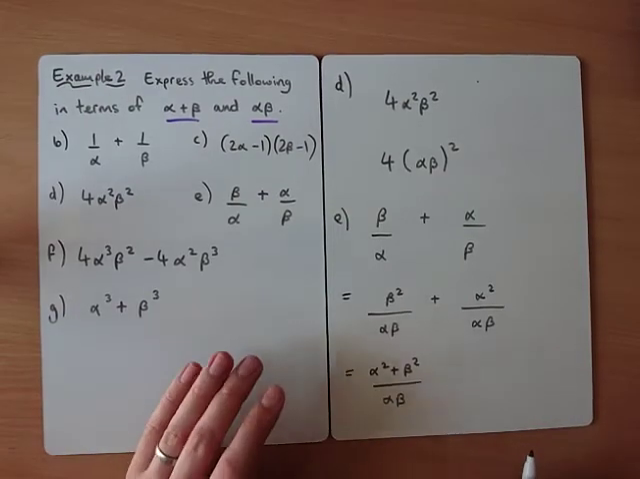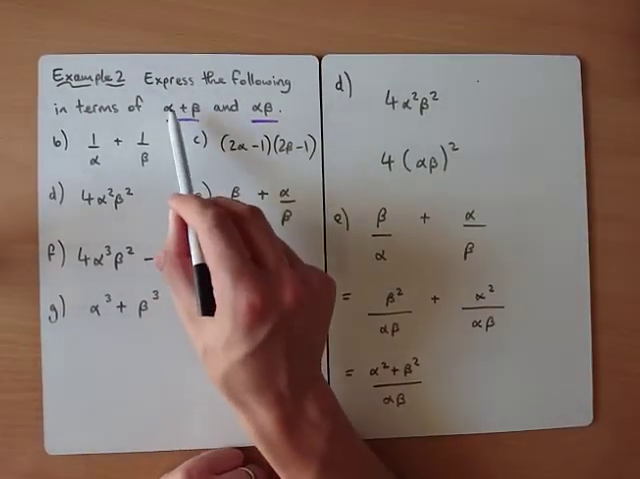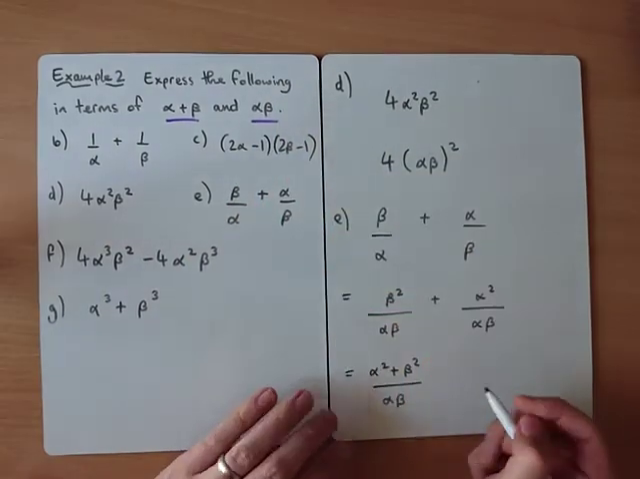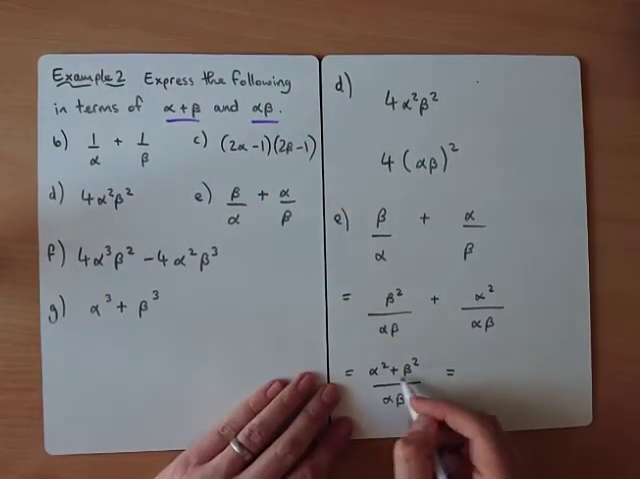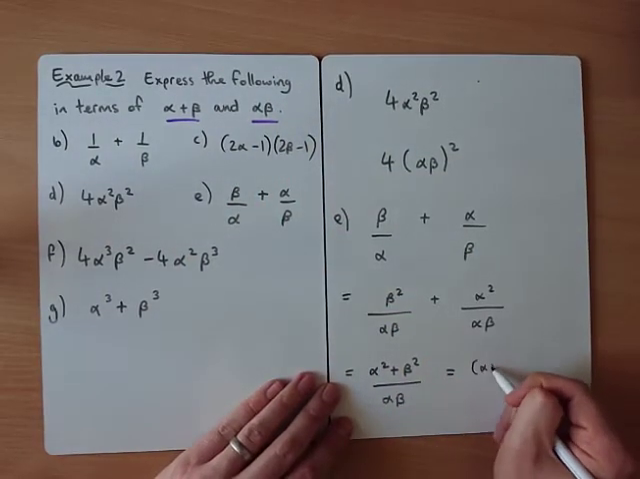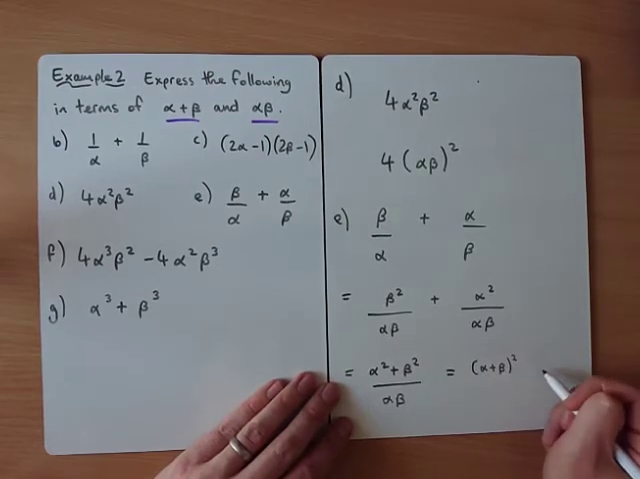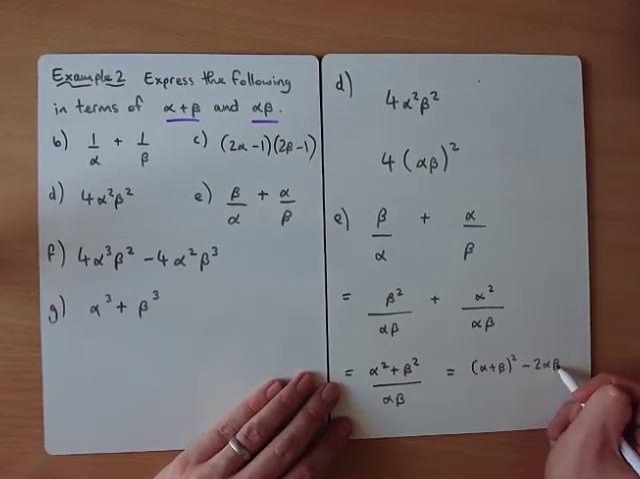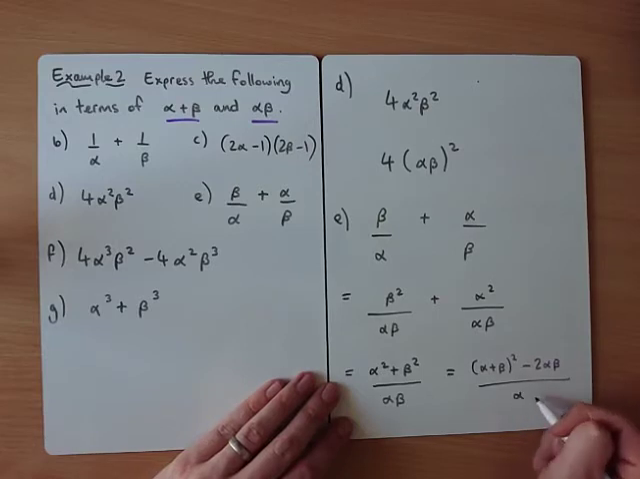You might think we're done, but be careful. The question says express in terms of alpha plus beta and alpha beta. So then we need to write this as alpha plus beta squared minus 2 alpha beta all divided by alpha beta.